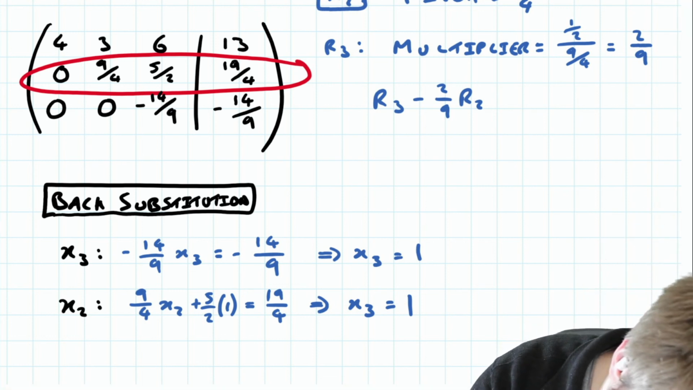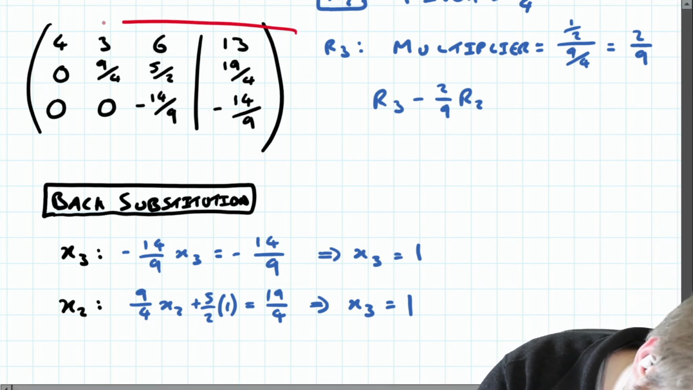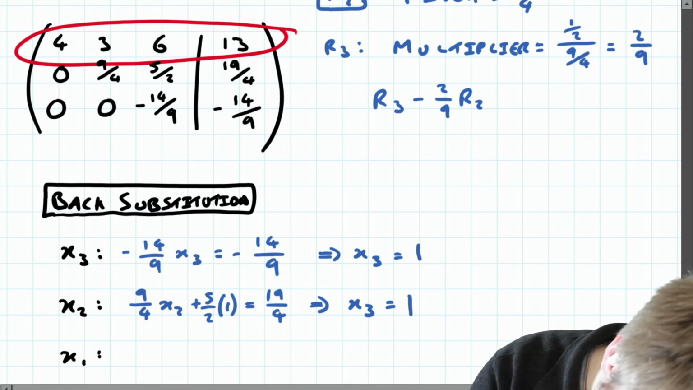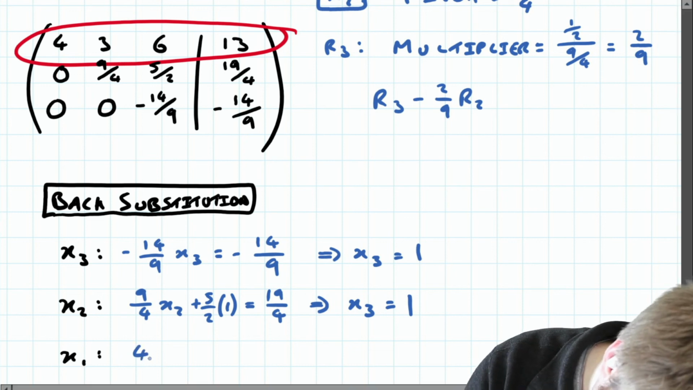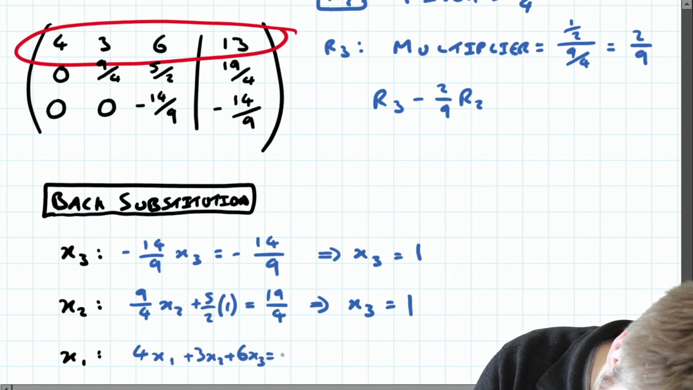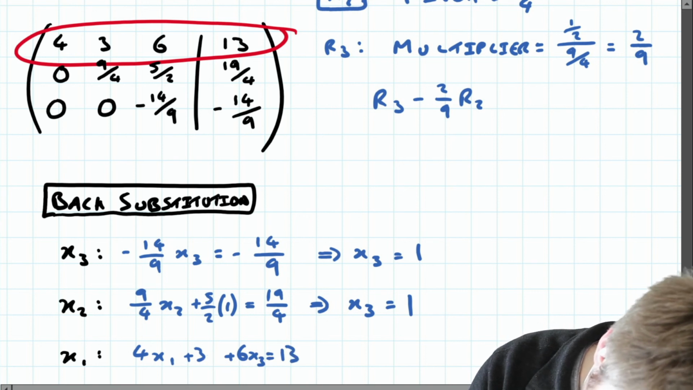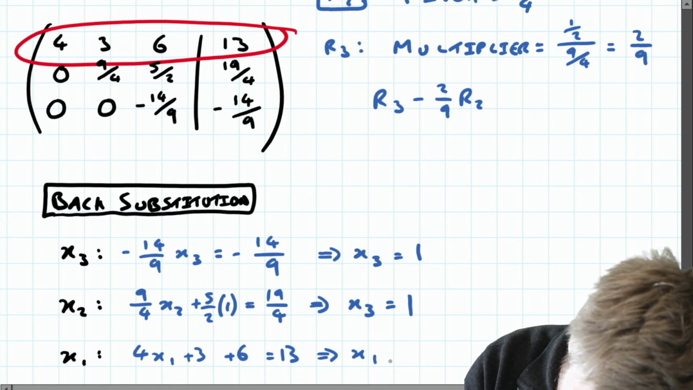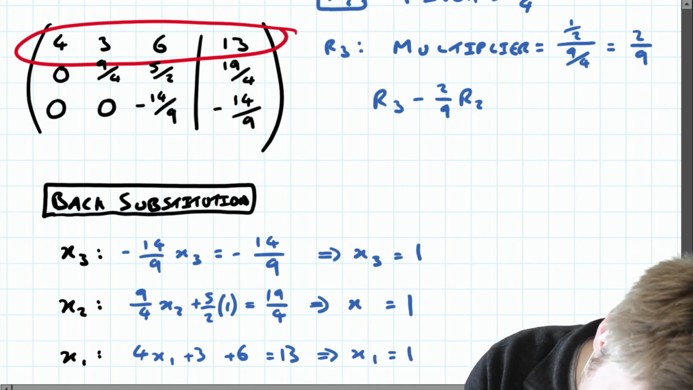Let's go back now and use the first row. Now I know x2 and x3, so I can find what x1 is equal to. 4 lots of x1 plus 3 lots of x2 plus 6 lots of x3 has got to be equal to 13. I know that x2 and x3 are both equal to 1, so fairly obviously, x1 has got to be equal to 1.